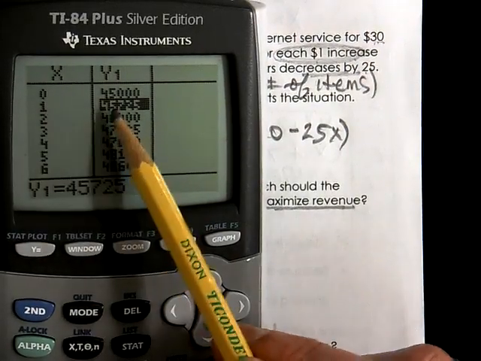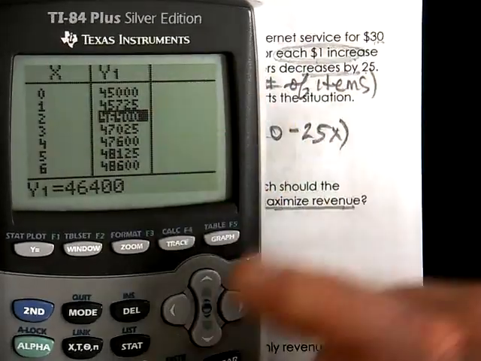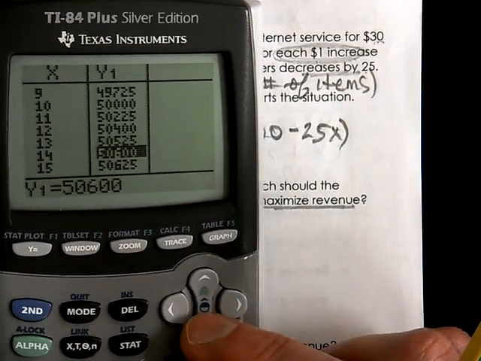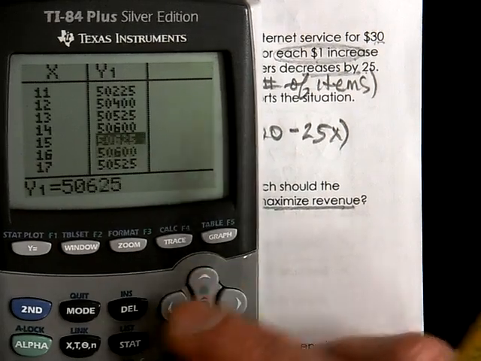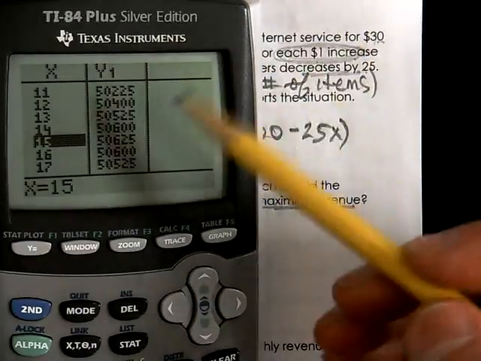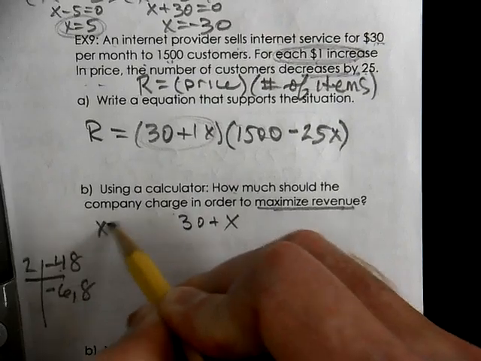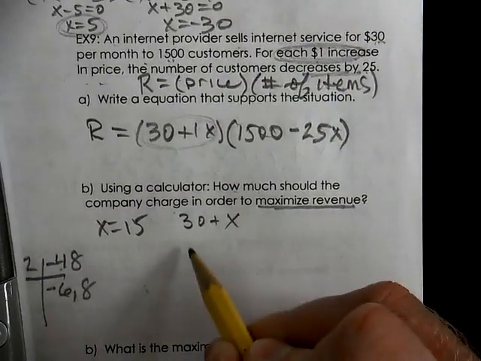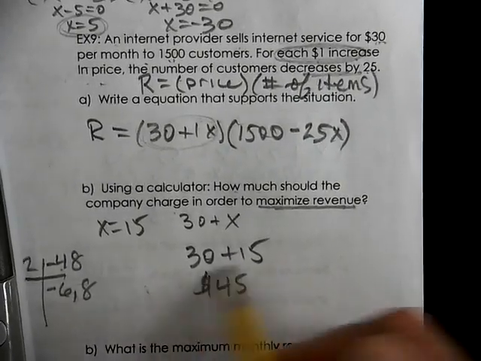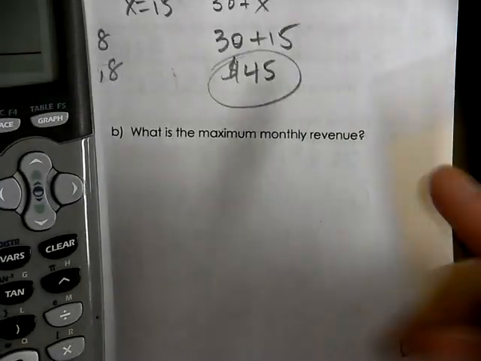When we increase the price by $1 and we lose 25, we still make more money. And we keep making more money all the way until you see the price start to decrease, and it decreases right here. Then it starts to go back down. So our X is 15. So to maximize our profit, we're going to be at $45. We plug our 15 into our equation to get 45.